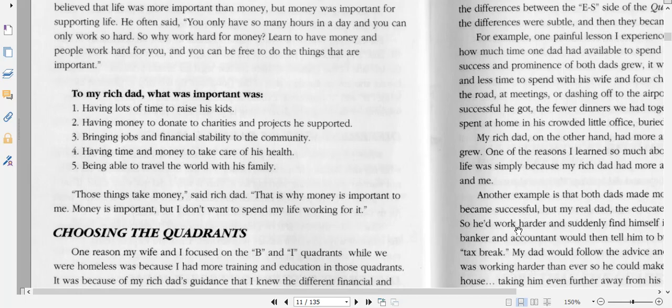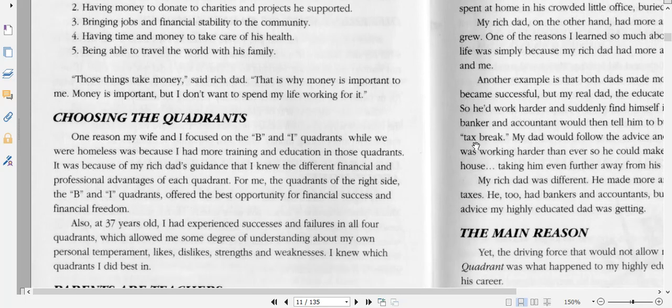Point number two, having money to donate to charities and projects he supported. Point number three, bringing jobs and financial stability to the community. Point number four, having time and money to take care of his health. Point number five, being able to travel the world with his family. Those things take money, said rich dad. That is why money is important to me. Money is important, but I don't want to spend my life working for it.